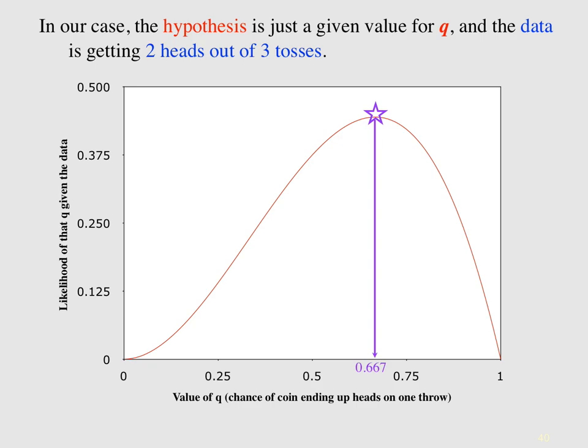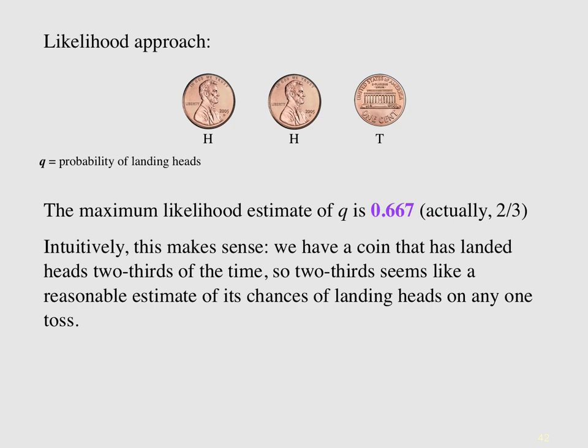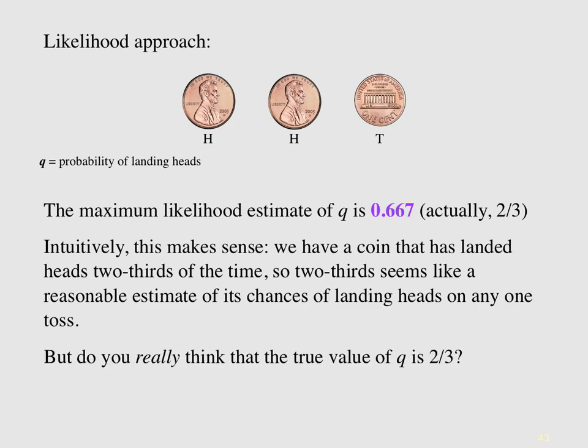Okay, so what's 2/3 of 18? 12. So those of you who are frequentists, who believe in likelihood, would have chosen this. Okay? Most of you didn't. So you could be doing math badly, which is always possible, or you could be doing something else. We'll get to that. So it sort of makes sense, right? We have a coin that lands heads two out of three times, so this seems like a reasonable estimate, right? But most of you don't think it's really 2/3.